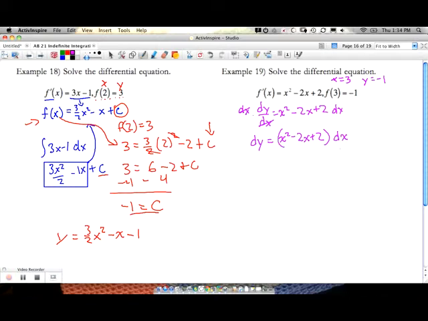times dx. So now I need to integrate both sides of this. And why would I need to do that? Well, because I'm trying to get to y equals. And the only way I can get from dy to y is by doing the antiderivative. So I take the antiderivative, and then we have this piece right here. So let's take the antiderivative of this. We have x squared is going to become x cubed over 3. We got minus 2x, so that's really minus 2x squared over 2, plus 2 times x to the first. And we got a plus c.